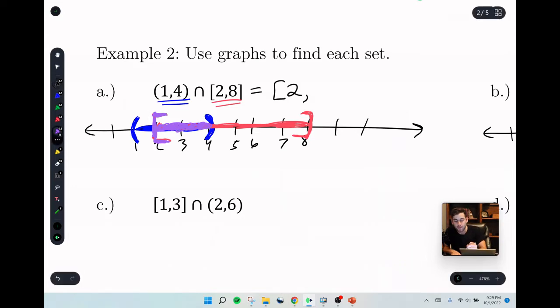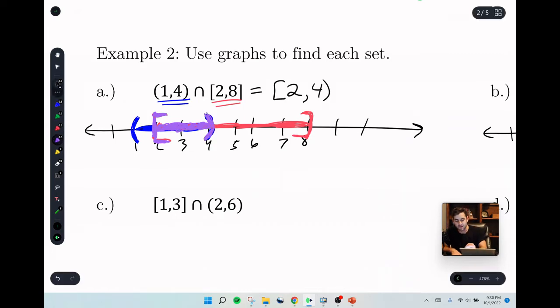Well, does the purple set include 4? So we ask ourselves, does the red set include 4? Well, absolutely, because it's in the middle, right? Check. Does the blue set include 4? No, because the blue set has an open bracket at 4, right? It stops at 3.999999999 forever. So it doesn't include 4, which means that the intersection does not include 4. So we're going to stop at 4 and open it up, which is cool because we just get to use the same symbol that's in the middle right there when we're looking at our set.